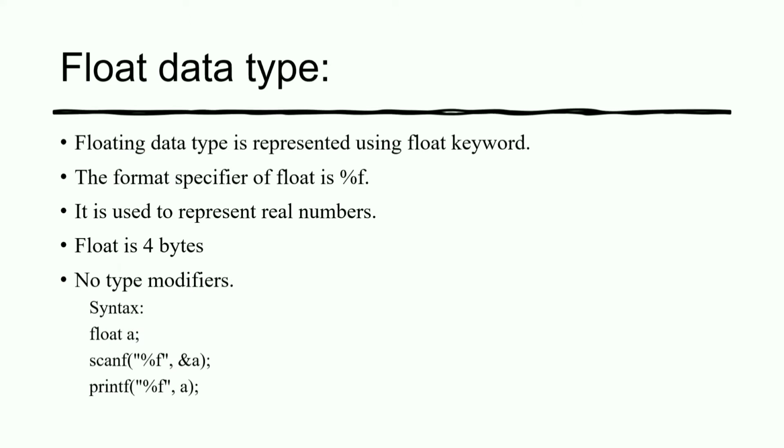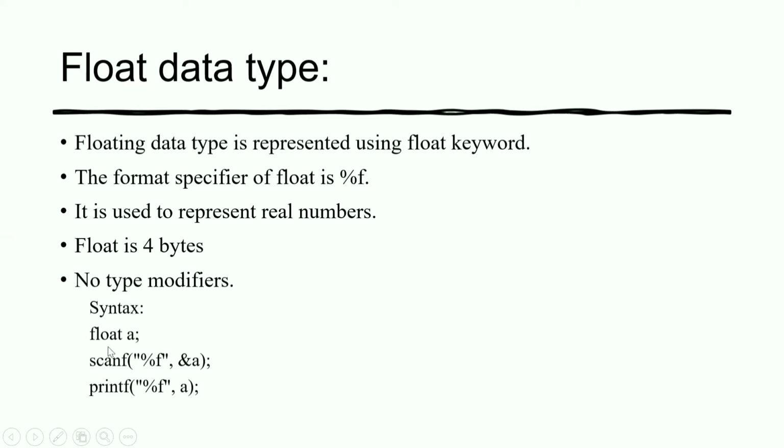Then we'll have the float data type. Float is used to store real numbers or numbers with decimal places. %f is a format specifier which is used to read and print float values. Generally, float doesn't have any type modifiers, as we have used for int. Float is just used to read and write values with decimal numbers.